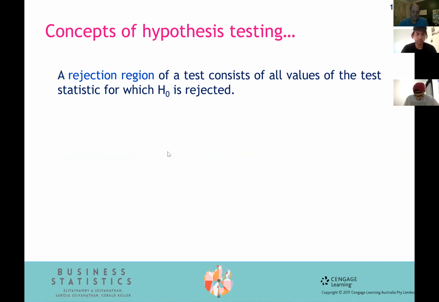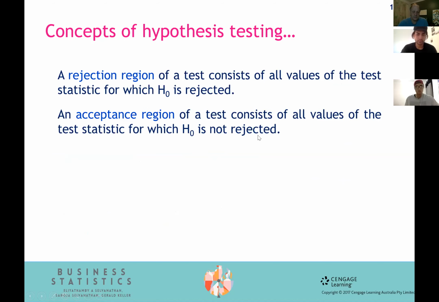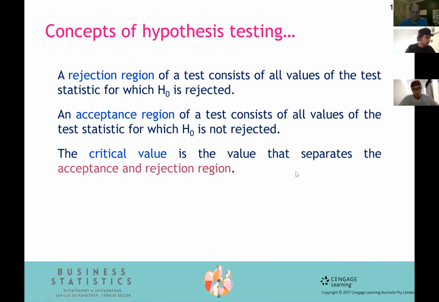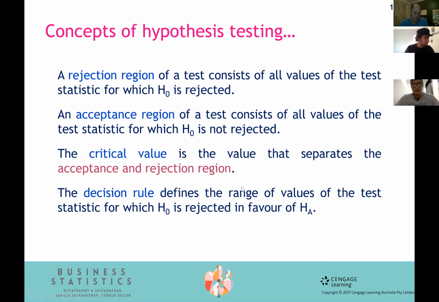Okay, concept. The rejection region of a test consists of all the values of a test statistic for which H0 is rejected. An acceptance region is where H0 is not rejected. The critical value is the value that separates the acceptance and the rejection region. We'll see a drawing just now. The decision rule defines the range of the values of the test statistic for which H0 is rejected.